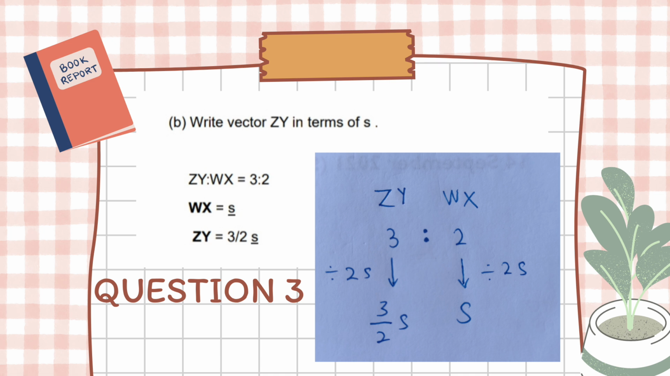We solve by comparison to the ratio. We know the ratio is 3 to 2. So if WX, which has ratio 2, is equal to s, it must be divided by 2, while the ZY line, which has ratio 3, also needs to be divided by 2. So the final answer is 3/2 s.